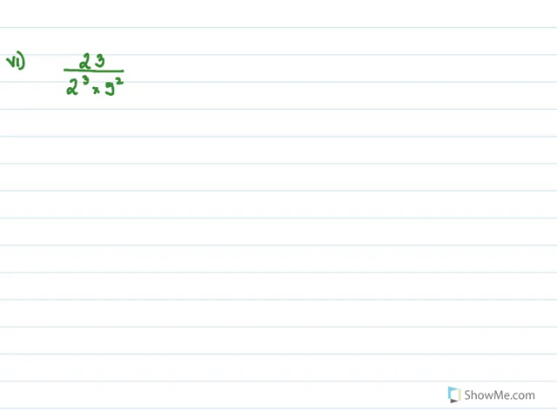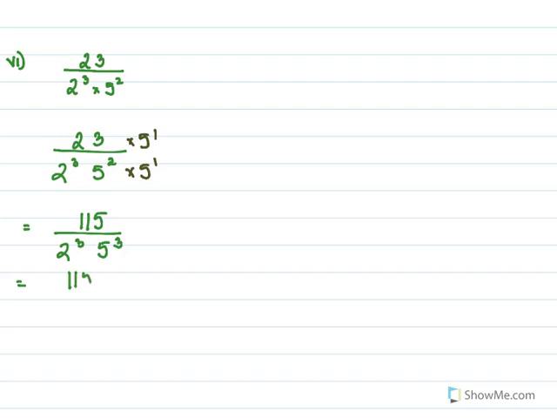Next, the sixth. The fifth is non-terminating, so we don't do that. So for this one, we have 23, 2 raised to 3, but 5 is just raised to 2, so we need another 5. So we multiply by 5 raised to 1. When you multiply this 23 into 5, you'll get 115, but now you get 2 raised to 3, and 5 is also raised to 3. So 115, 2 into 5, whole thing raised to 3.